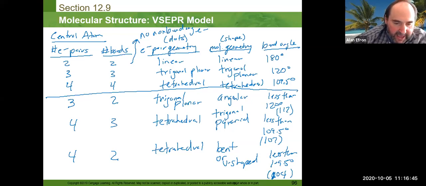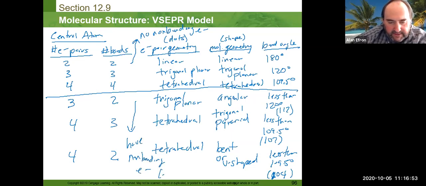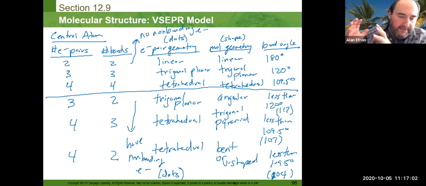So these guys have non-bonding electrons, which are dots. So this is sort of a table, and it's similar to the table that you see in your book or that we were looking at. But this is really something you should memorize. It's the way you just do it.